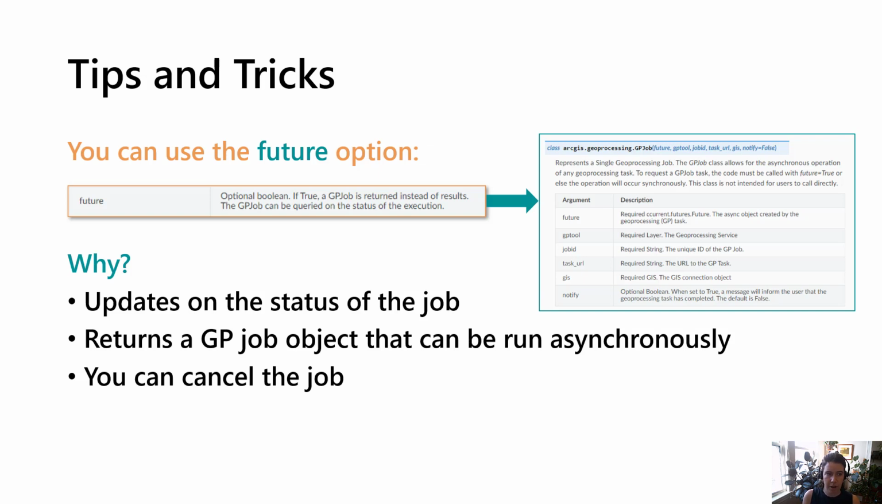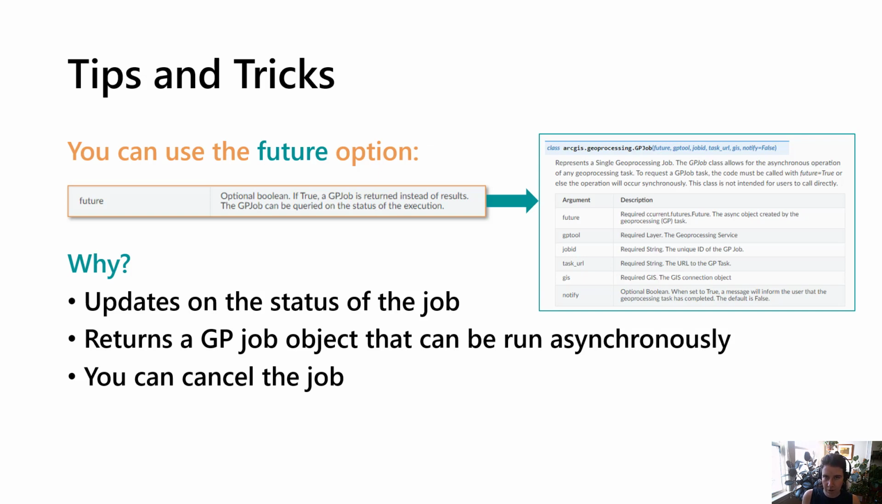This is pulled right from the doc. It says optional Boolean. If true, a GP job is returned instead of results. The GP job can be queried on the status of the execution. This returns this class, the GP job class. You can see a bit about it, the future GP tool. It can provide the job ID, a whole bunch of different information.